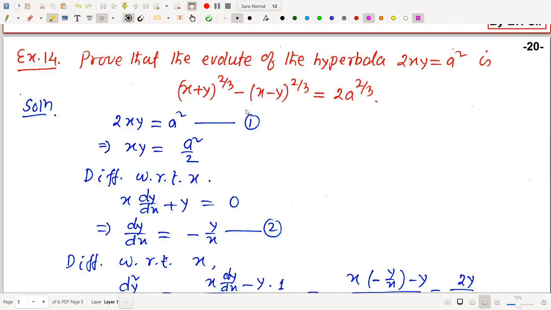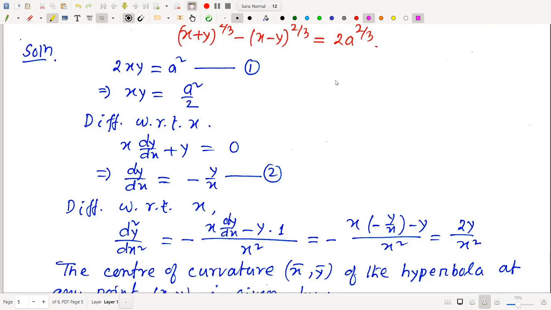Example 14, the last example. Prove that the evolute of the hyperbola 2xy = a² is (x + y)^(2/3) - (x - y)^(2/3) = 2a^(2/3). Evolute means the locus of the center of curvature, the locus of the center of curvature of the hyperbola. This is a rectangular hyperbola. So first we have to find the center of curvature.